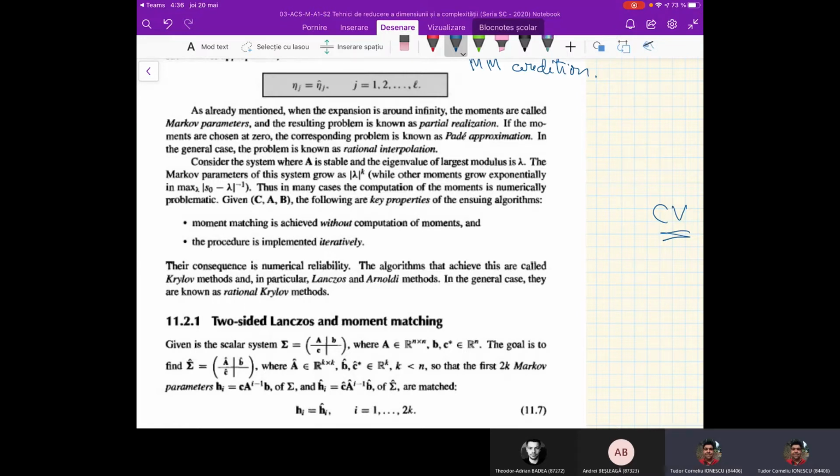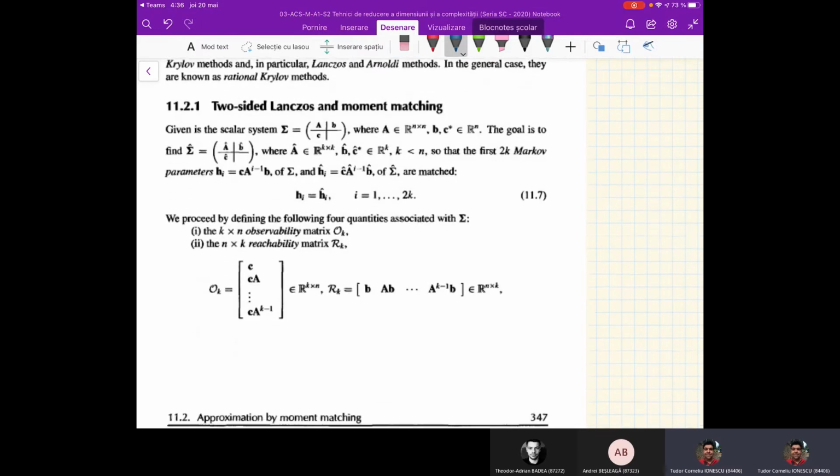And of course, with numerical algorithms, people would like to have an iterative algorithm because those are the most popular and the most efficient numerical algorithms. Now, they are also known as rational Krylov methods. Now, they are telling you how to build those projections. And we start with the two-sided Lanczos procedure versus moment matching.